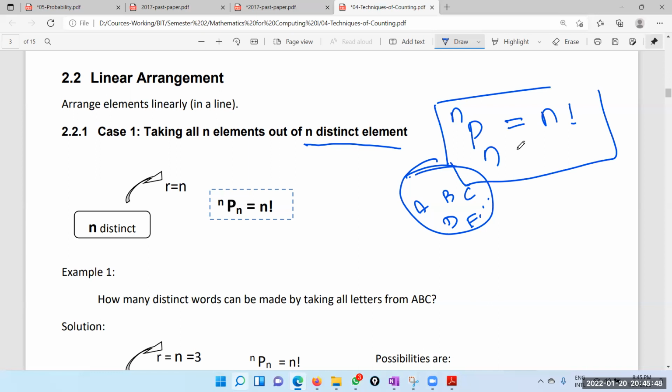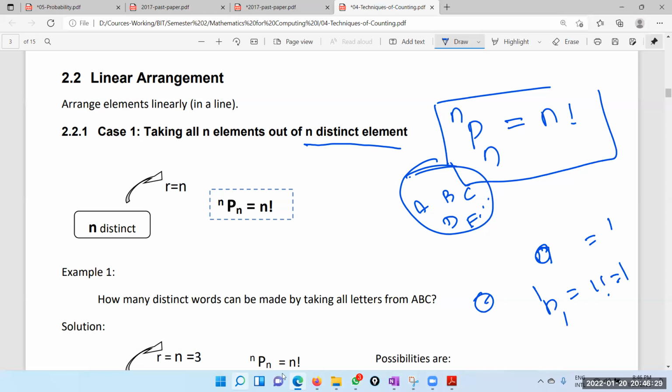Linear arrangements. Let's check. I have only one person, and I arrange him linearly. When there is only one, the only way to arrange is just to place him and take a photo. So the number of arrangements is one. That is 1P1. By definition, 1P1 is factorial 1, and factorial 1 is 1. There is only one way.